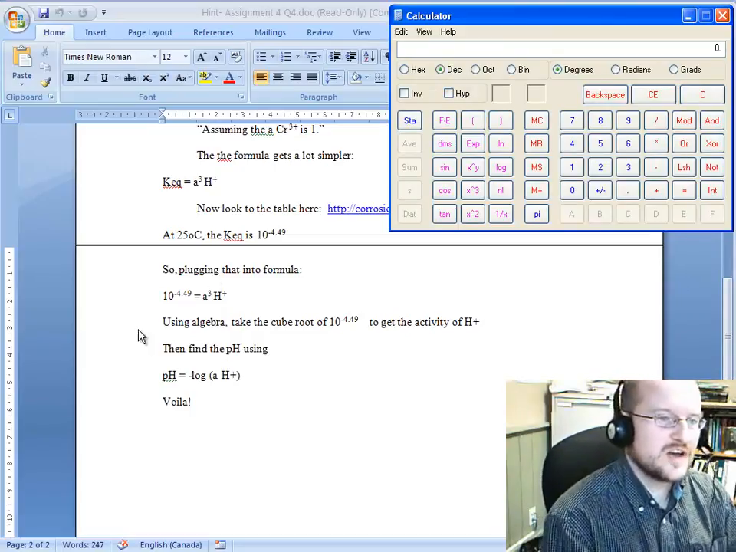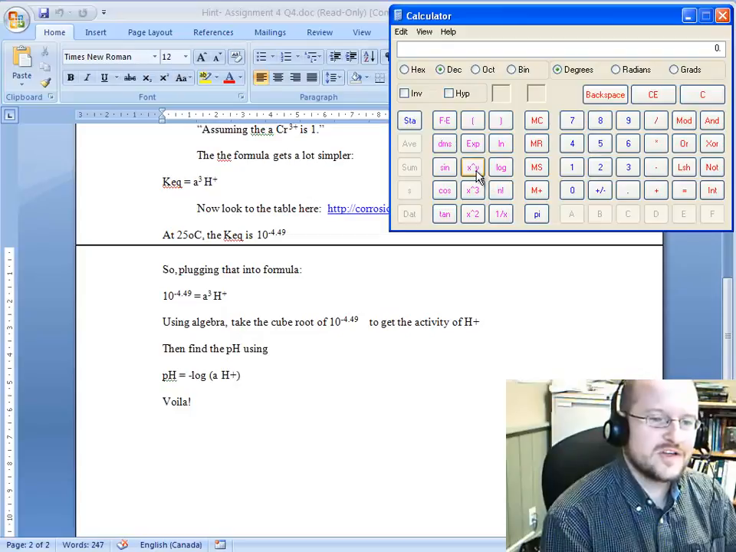You can also use a real calculator, but I'm going to show you this one. This is the button I'm going to use for cube root. X is going to be 10 to the minus 4.49. This little hat here means to the exponent, and y is going to be 1 over 3. When y is a fraction, that's the same thing as doing a root. So 1 over 3 will get me a cube root.